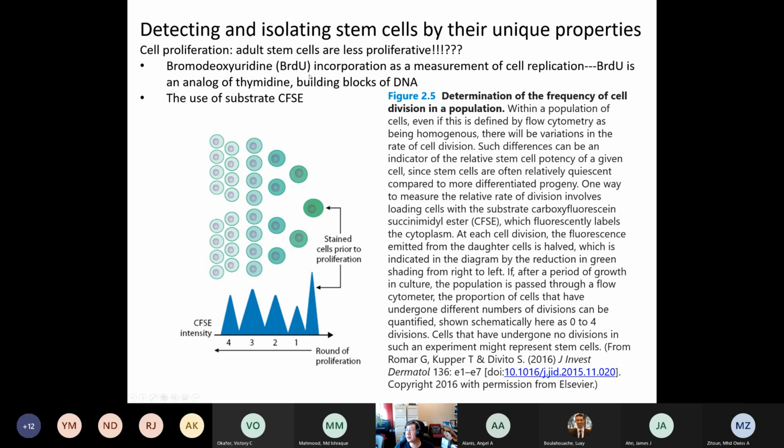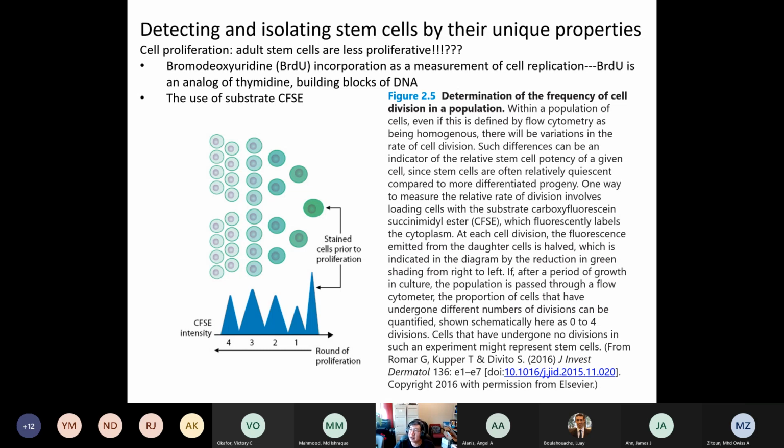One is called BrdU, the other is used as a substrate. So you use the same principle. Basically, in the case of BrdU, BrdU is an analog of thymidine. You know, thymidine is a building block of DNA. When a cell divides, it first replicates its DNA. It makes 2 copies of genetic material, then it divides, right?